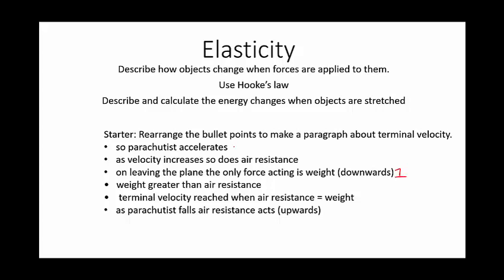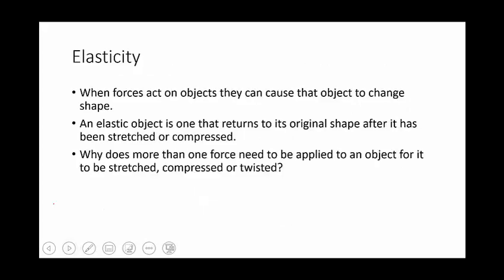Right, so first thing, on leaving the plane, the only force acting is the weight acting downwards. Then second, that causes the parachute to accelerate. As the parachute falls, the air resistance acts upwards. And then for number four, the weight is greater than the air resistance. As velocity increases, so does the air resistance, and terminal velocity is reached when the air resistance is equal to the weight. So, on to elasticity.